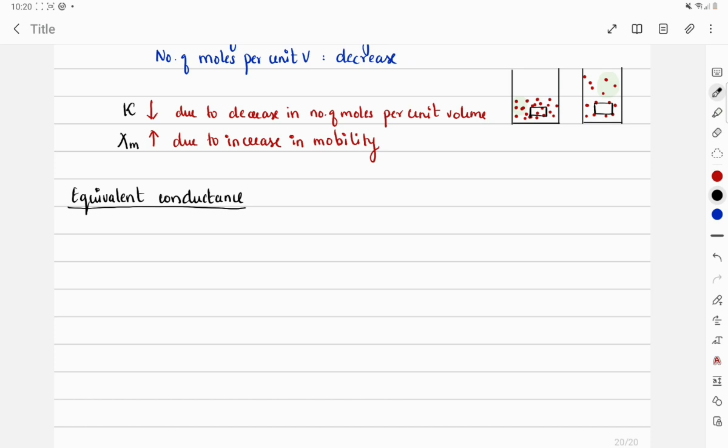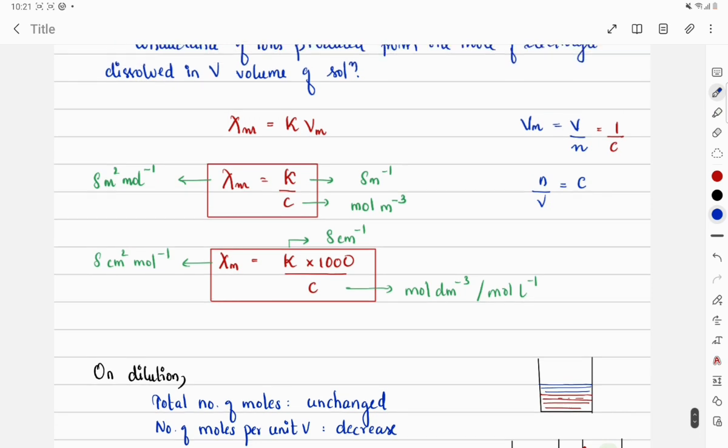Okay, equivalent conductance. And how do we represent it? Same lambda, but instead of m you put EQ. That is equivalent conductance or equivalent conductivity. Now this, as the name suggests, is the conductance of one equivalent of a substance. So the equation will be similar to the above. That means we will be using lambda m is equal to kappa by C. Instead of concentration, you will be using normality.